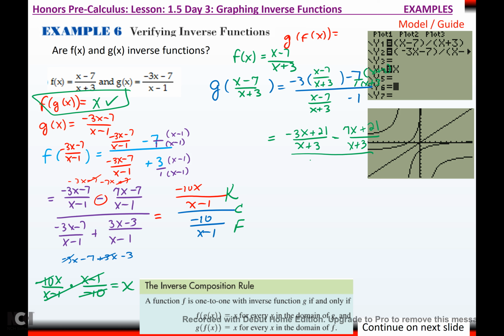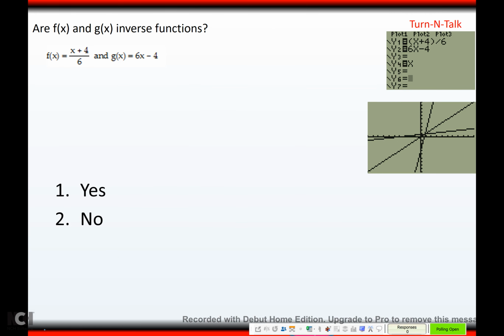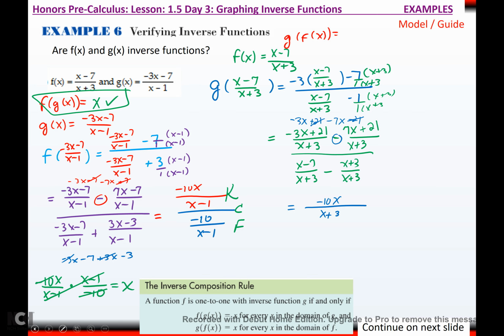On bottom, I'm going to have the common denominator, multiplied by x plus 3 over x plus 3. I'm going to have x minus 7 over x plus 3 minus x plus 3 over x plus 3. All right, on top we have the same denominator, so I'm going to keep the x plus 3. I have negative 3x plus 21. The minus is going to change their sign, so that's going to be minus 7x minus 21. The 21s cancel, and I get negative 10x on top. Okay, so there's my top.